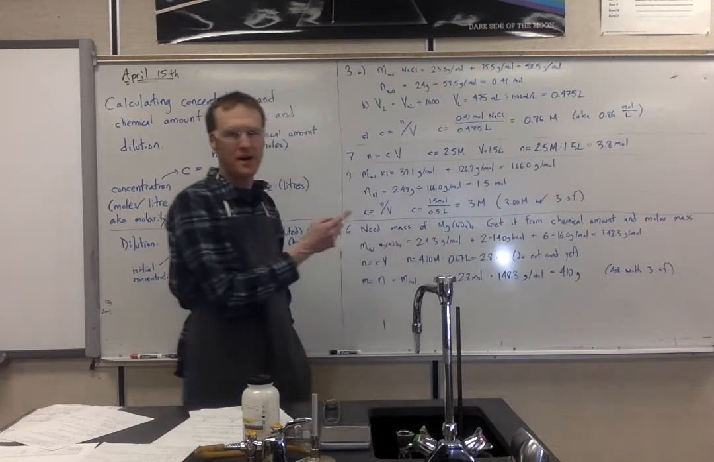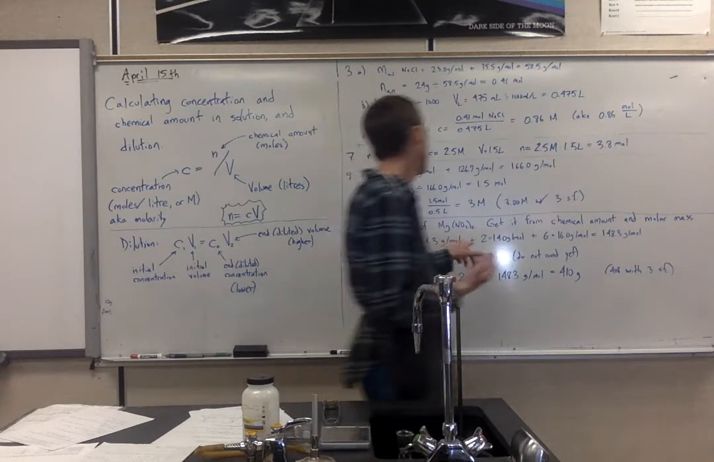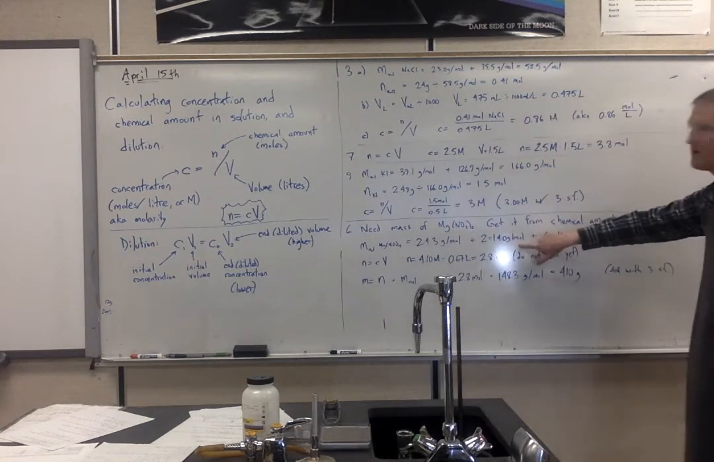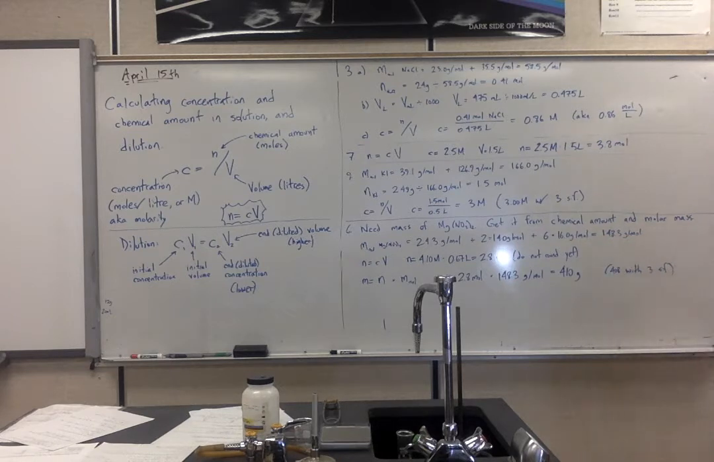So the total molar mass is 24.3 grams per mole. That's the magnesium, plus 2 times 14 grams per mole. That's from your nitrogen, plus 6 times 16 grams per mole. That's the molar mass of oxygen multiplied by 6. 3 times 2 is 6. When I add those up, I get 148.3 grams per mole.